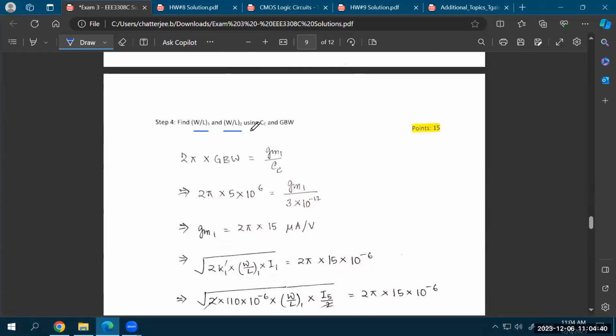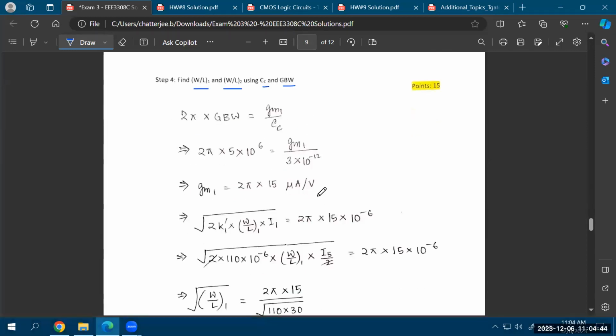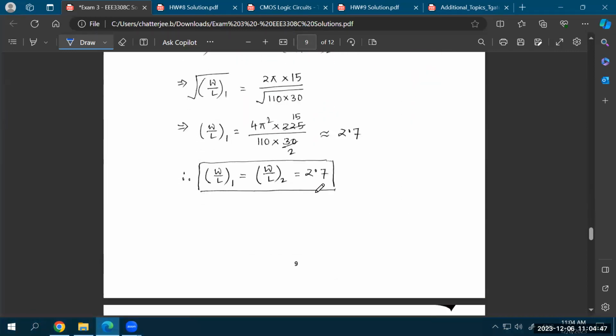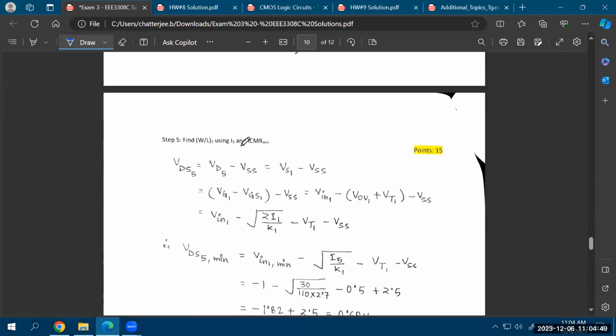Next, you can find out W over L of 1 and W over L of 2 using CC and GBW. Exactly the same as what you had in your homework number 8. No difference at all. Now, finding out W over L of 5 using the value of I5 and ICMR min. Here, there would be a slight difference.